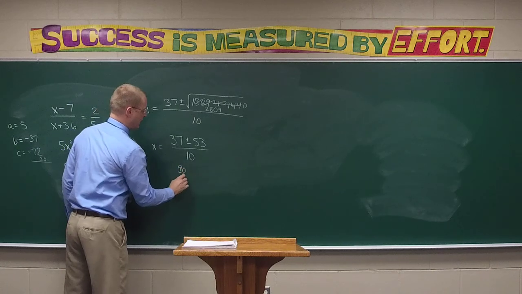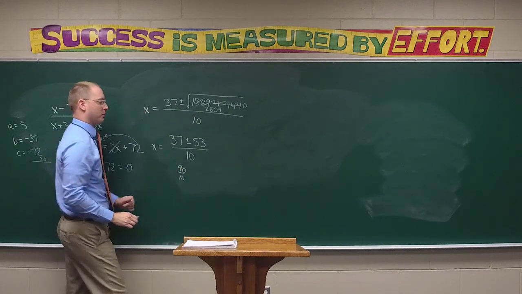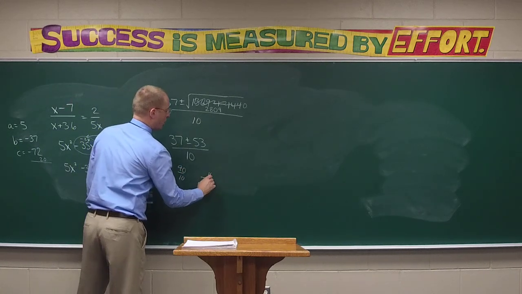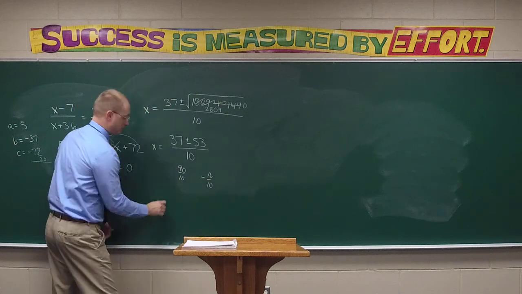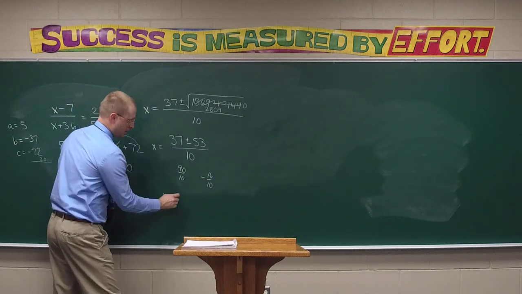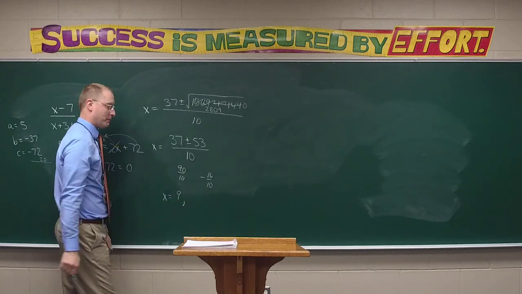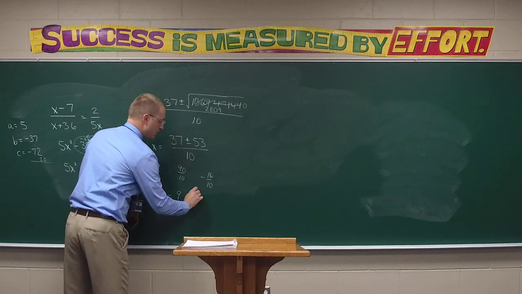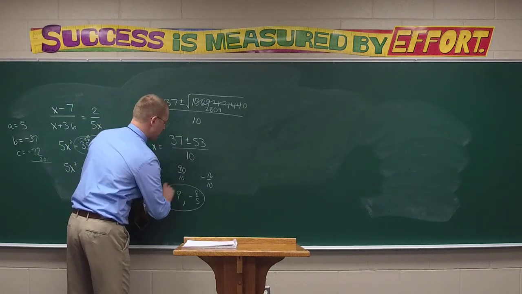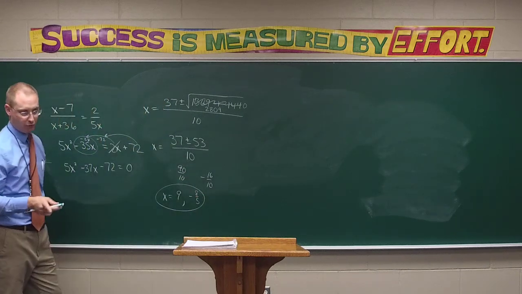90 over 10, and then 37 minus 53 is negative 16, over 10. Of course, 90 divided by 10 comes out to an easy answer for x: 9. And negative 16 tenths is a little more obnoxious, so let's just reduce it down: negative 8 fifths. And there are my two possible answers for x.